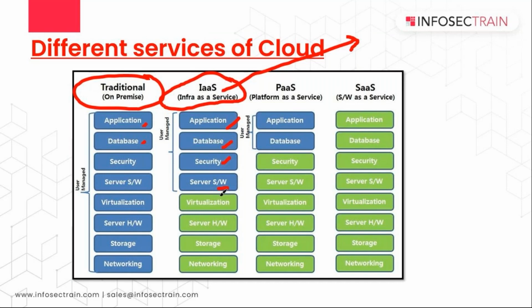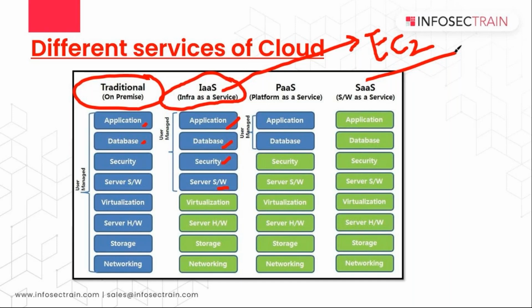Let's say, for example, there is a service we have in AWS, which I will be showing to you, called EC2, Elastic Compute Cloud. This particular service is managed by the user and comes under IaaS, infrastructure as a service. It means that when I'm using this service, I have control over the application, the database, the security, and the operating system. I can choose the operating system as per my requirement. That is what is called IaaS.